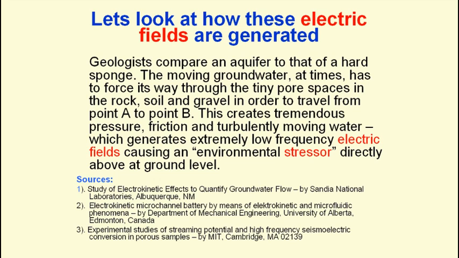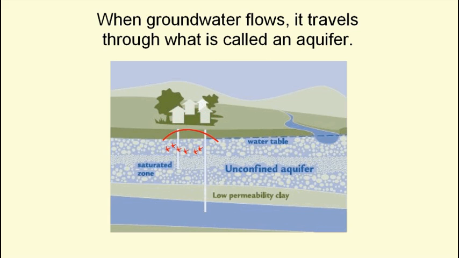Now we've listed 3 sources, and this is in addition to the EPA website. Now these 3 studies quantify how groundwater under the right conditions can actually create electrical fields. This has all been done in studies, and there are many more studies. We just listed 3. When groundwater flows, it travels through what is called an aquifer.